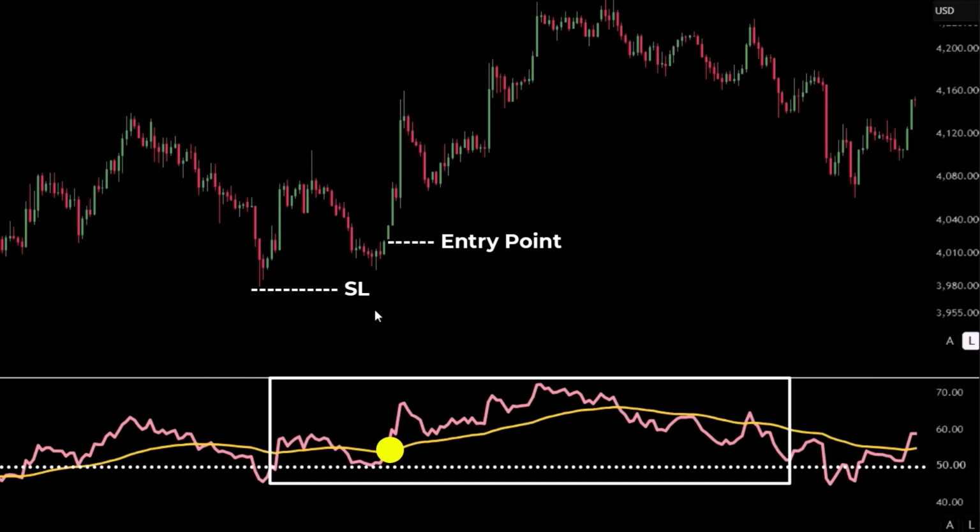Place your stop loss just below the most recent swing low. For the take profit, you can use the next resistance level or simply target a 1-to-2 risk to reward ratio. As you can see, the price continues moving higher and eventually reaches our take profit target.